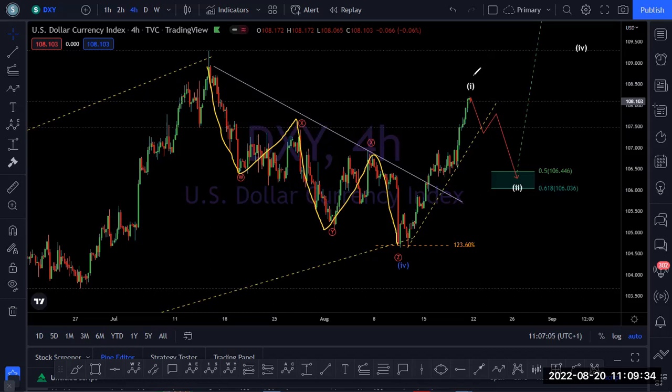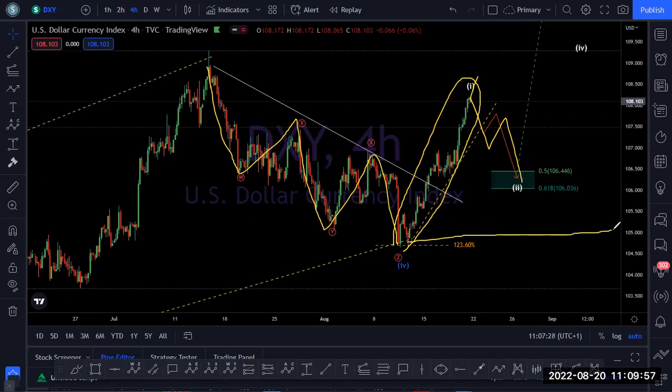Which we might get to 114. We might get to 114 or even higher. So now this is wave 1. So we are expecting A, B, C, which will be wave 2. Have this in mind: wave 1 can still go further, but I think it has ended. Then we should know that wave 2 can even go to 90% of wave 1.